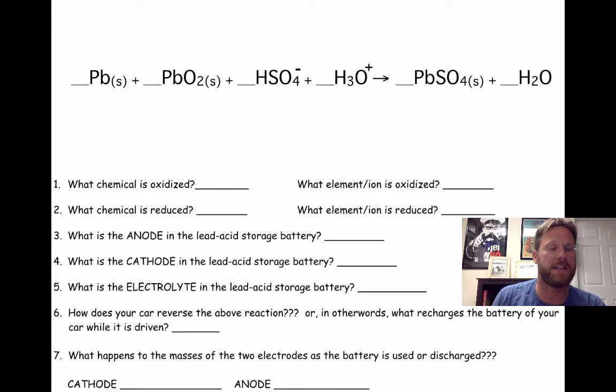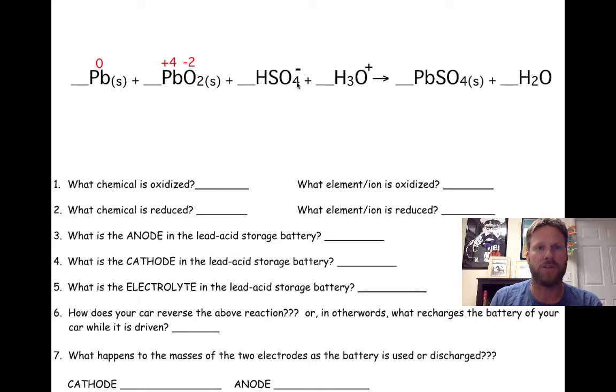So lead is in its elemental form. It has an oxidation number of 0. Here we have lead oxide. Oxygen in this compound would have an oxidation number of -2. Since you have 2 oxygens, that means you would have a -4 total for the oxygen. The compound has to be neutral, so lead must be +4.